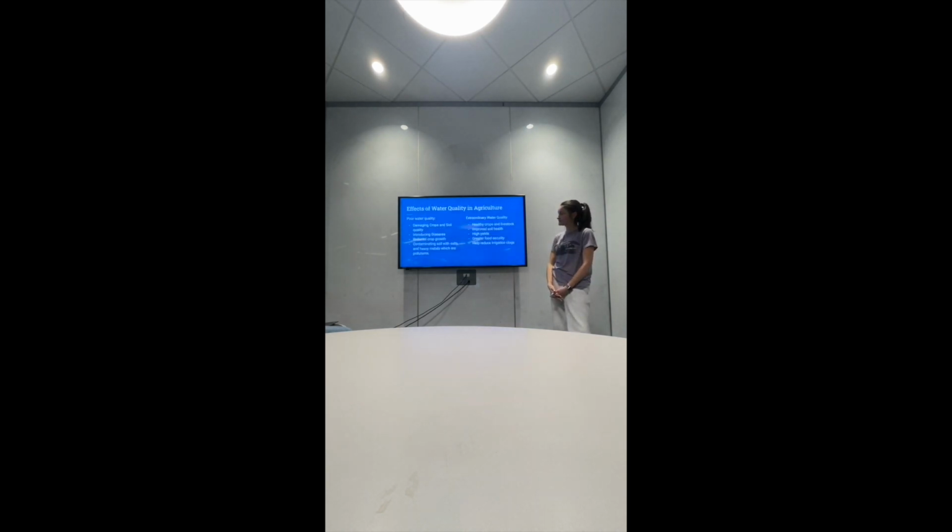So, effects of water quality in agriculture. Poor water quality effects would be damaging crops and soil quality, introducing diseases, reduced crop growth, and contaminating soils with salts and heavy metals. Extraordinary water quality has healthy crops and livestock effects, improved soil health, high yields, greater food security, and it helps reduce irrigation costs.